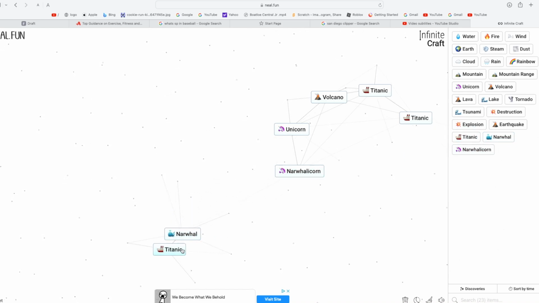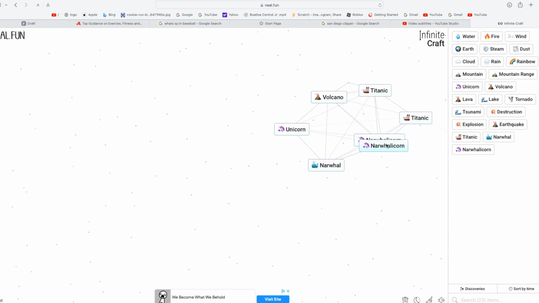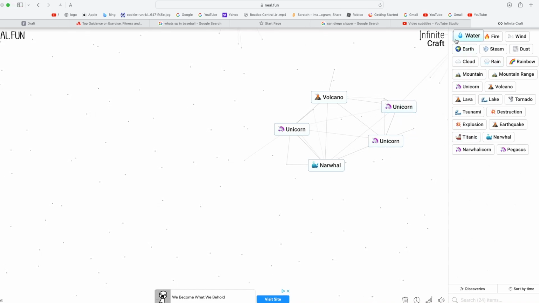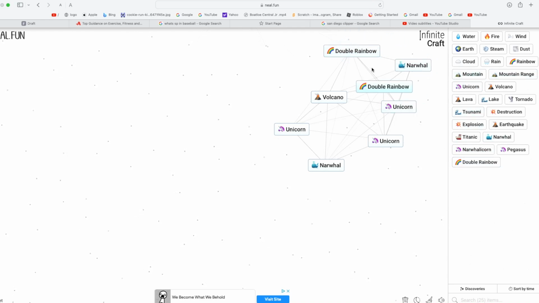And narwhal plus Titanic equals unicorn. What is a narwhal acorn plus a narwhal acorn equal? A narwhal acorn. And Titanic plus Titanic. What is Titanic plus narwhal acorn equal? A unicorn. Mountain plus unicorn. Alright, maybe let's not see that. Unicorn. What is water plus unicorn equal? Narwhal. What is fire plus rain plus unicorn equal? Double rainbow. No. Triple rainbow. No.